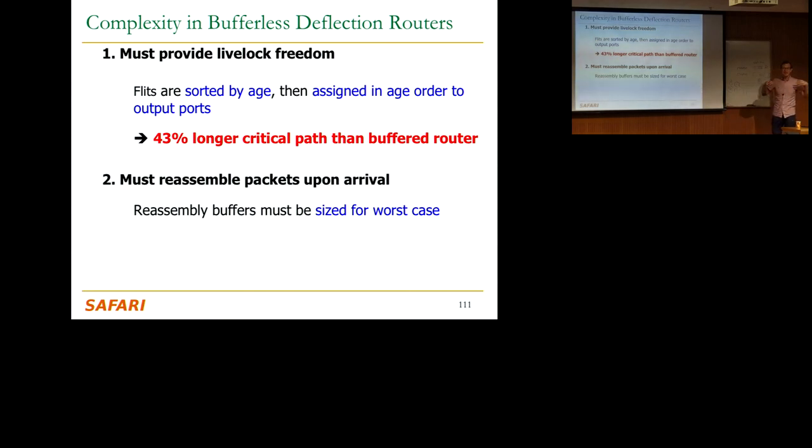Basically, you're injecting flits into the network, and there are a lot of flits. Your reassembly buffers must cater for the case where you have a lot of flits, so they can take in all of the flits that are destined for this destination. And it turns out that that is pretty large. It's about 4 kilobytes per node in an 8x8 network. We're going to look at that later on.